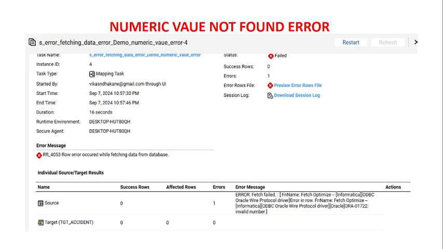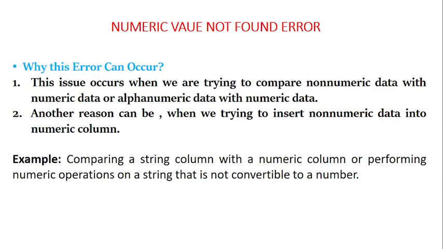This is the screenshot I have taken from the practical session which I ran. Here you can easily see you got the error 4053 and the message "row error occurred while fetching data from database". In the detailed error you can also see an invalid number kind of error. So, the reason behind this error, like numeric value not found, invalid number, or error while fetching data.